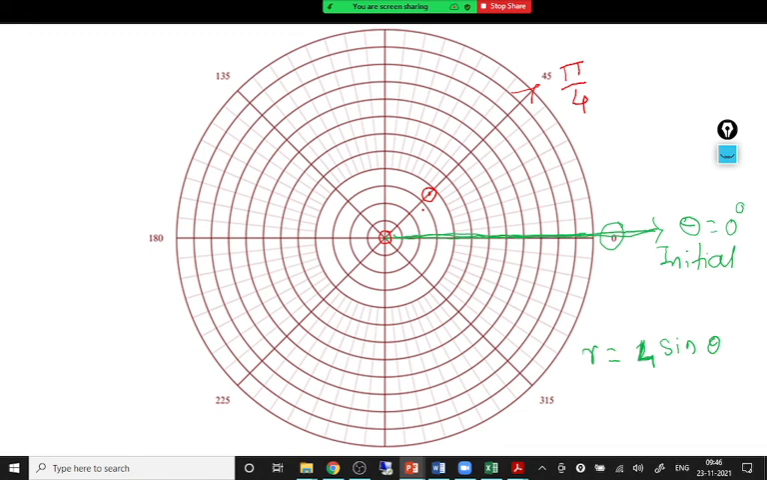Next, if I put 90 degree, what is the value of r? 4. Yes, it is 4. So it is 1, 2, 3, 4. So this will be the unit. I think I took a wrong number here. It may be 2.8, so it is not 3.8. 2.8 is the correct value. So somewhere here you will get this point, this is 1 unit, 2 unit, and this is 3 unit.